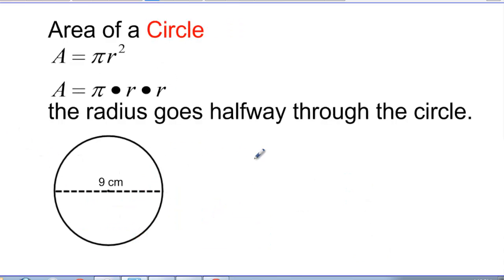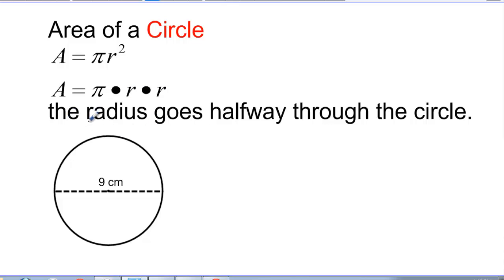So now we are going to talk about how to find area of a circle. There are two ways that I can think about this formula. They mean the exact same thing, but whichever one of these makes the most sense to you is the one you should use. You can think of it as area equals pi r squared, or area equals pi times radius times radius. R squared is the same as multiplying the radius by itself.